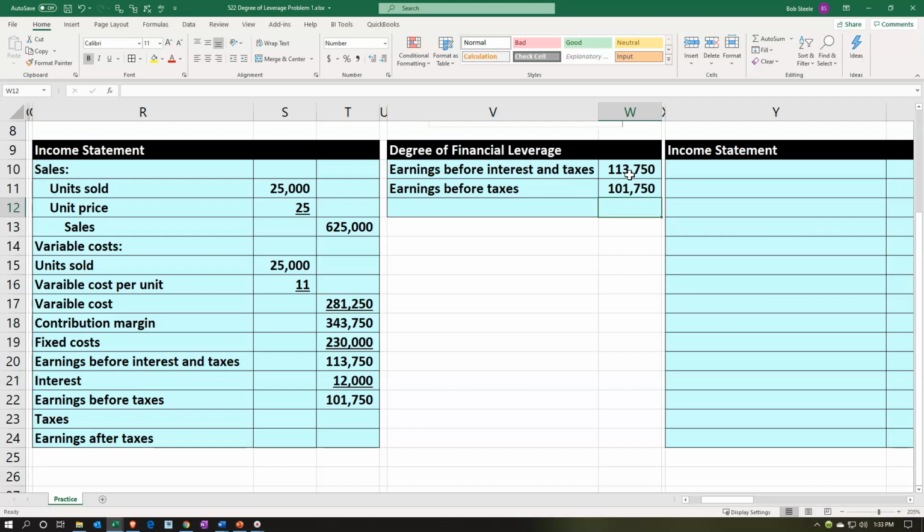And then we'll divide those two out. This is the 113,750 divided by the 101,750. Let's add some decimals here. We're going to go to the Home tab, the Numbers group, and add in a few decimals. We could keep going, but I'm going to keep it at 2 because that's what we normally do. That's only 1. We need 2 decimals. That's our convention. So that's going to be the degree of financial leverage that we have right there.